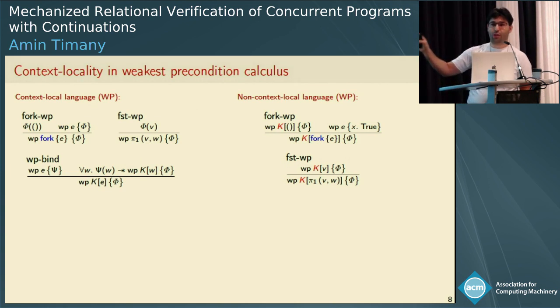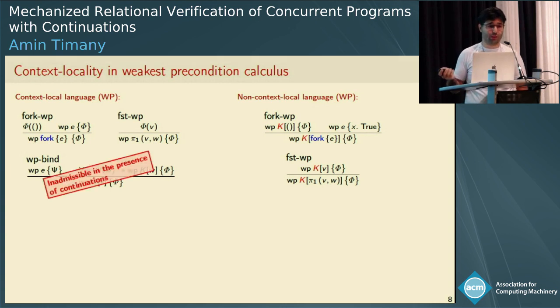We have 2 kinds of programming languages. We have context-local programming languages and non-context-local programming languages like ours, where we have a kind of continuations, right? And the style of rules, if we want to contrast the 2, is that with one we have to reason about whole programs, and with the other we can just reason about parts of the programs. And the reason why we can do that is because of the bind rule. This bind rule tells us that if you want to verify program E under some context K, it suffices to verify that program E is safe and that you can continue with any value that satisfies a postcondition for E. But unfortunately, we cannot have this in our system.